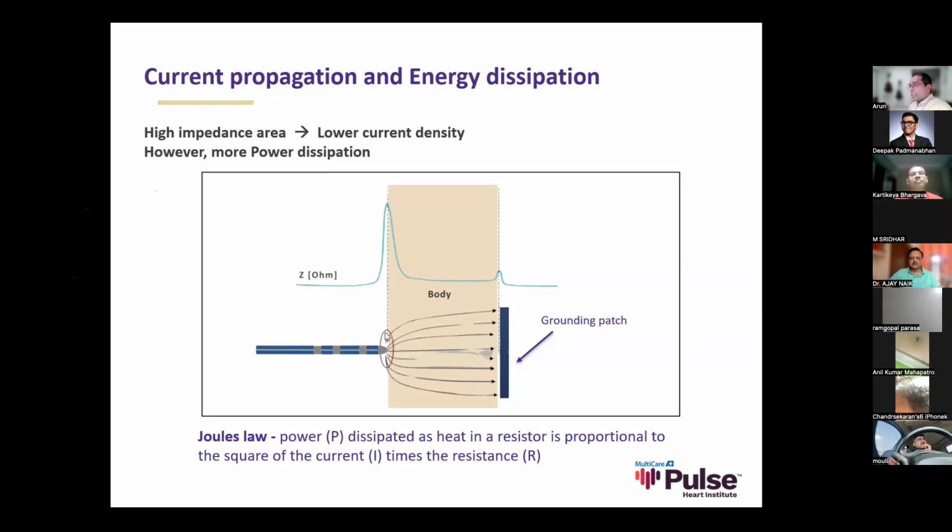The reason impedance is important: we all say impedance is our enemy, and we want to reduce the impedance when we are delivering joules, but it is also very important because impedance is what leads to power dissipation. When you deliver current to a particular area, more impedance leads to more ionic agitation, more resistance, and more power dissipation. So the current density is low, but the power dissipation is higher in the highest impedance areas.